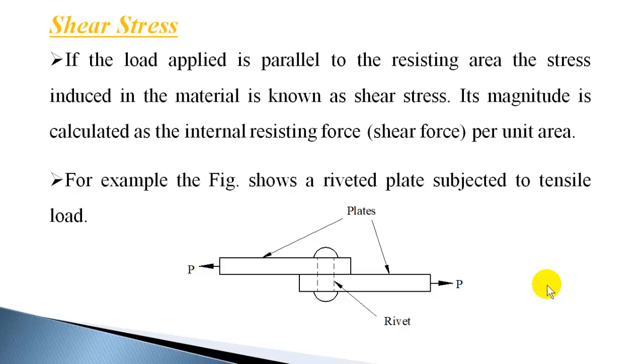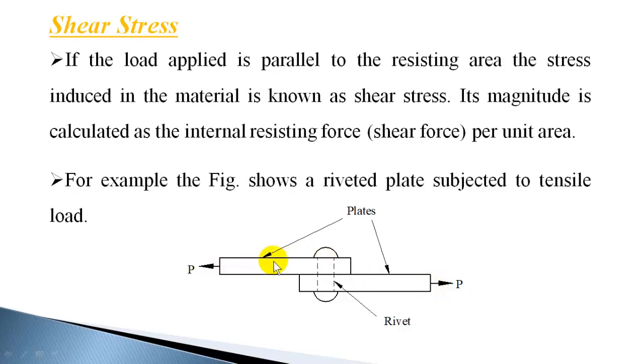So in the figure I have shown a riveted plate. Two plates are riveted using a rivet. Now loads are applied at the ends of the plates. In this case, in the plate, the area which resists the load is normal to the load. So the resisting area and load are mutually perpendicular, and the plate is subjected to normal stress. Since it is a pull on the plate, this pull is acting towards the right, and the force on the left side is acting towards the left. So this is pulling the plate.